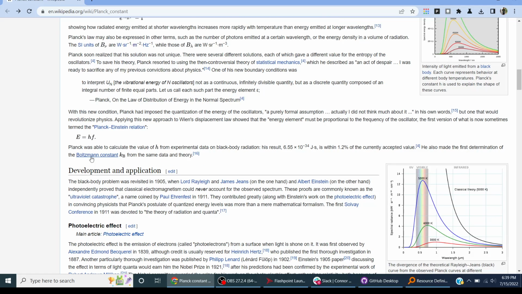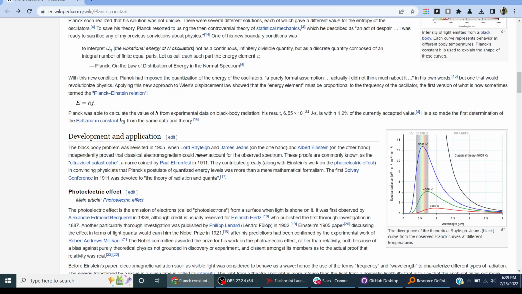Development and application. The blackbody problem was revisited in 1905 when Lord Rayleigh and James Jeans on the one hand, and Albert Einstein on the other hand, independently proved that classical electromagnetism could never account for the observed spectra. These proofs are commonly known as the ultraviolet catastrophe, a name coined by Paul Ehrenfest in 1911. They contributed greatly, along with Einstein's work on the photoelectric effect, in convincing physicists that Planck's postulate of quantized energy levels was more than a mere mathematical formalism. The first Solvay conference in 1911 was devoted to the theory of radiation and quanta.